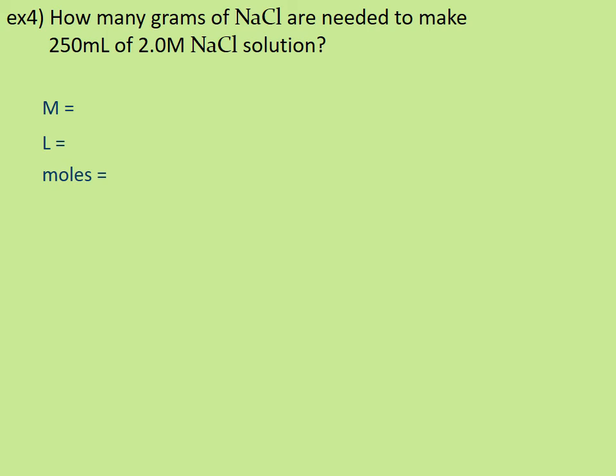Example 4. How many grams of NaCl are needed to make 250 milliliters of 2.0 molar NaCl solution? So my concentration, I'm told it's 2.0 molar. Liters, I'm told I need 250 milliliters, which will have to be converted to liters. So 250 milliliters equals 0.25 liters. And then how many moles? Well, I don't know moles. And it's asking me in the end for grams. So I'm going to have to find moles first and then convert it to grams.